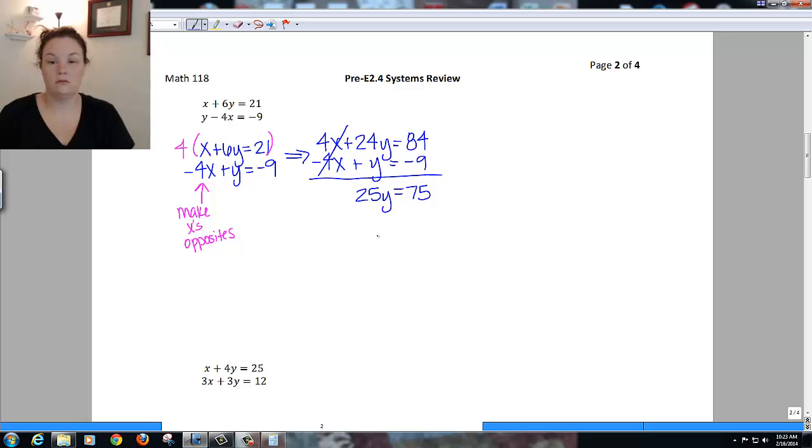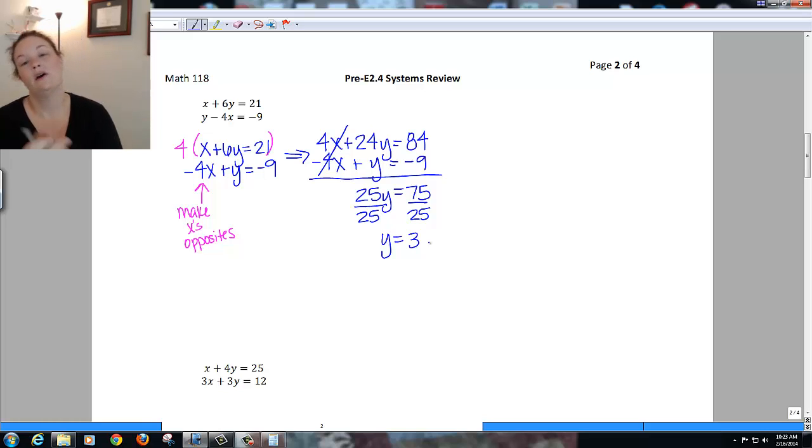75. Okay. And then I just need to solve for y. So I divide off my 25, which gives me y is equal to 3. So I have my y value. Now I just need to plug back in and find my x value.